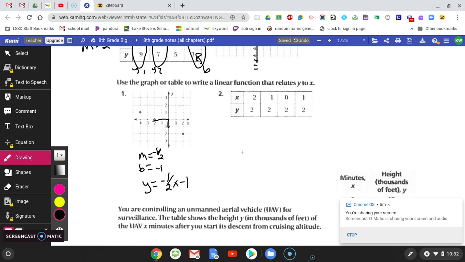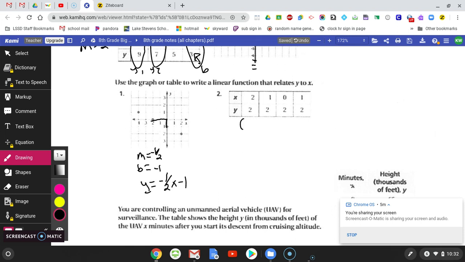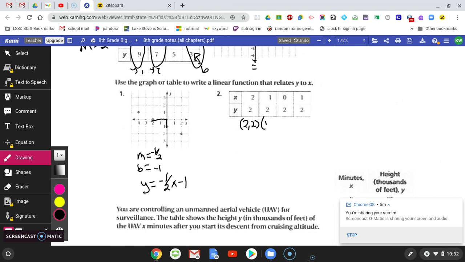For the next one, again, I can pick 2 points, so I can rewrite them if I want as (2, 2) and (1, 2). Label them as x1, y1, x2, y2. Find my slope. So it's y2 minus y1 over x2 minus x1, which gives me 0 over -1. 0 divided by anything is 0. Not undefined. That's if you're dividing by 0. You can do 0 divided by something. So my slope is 0.